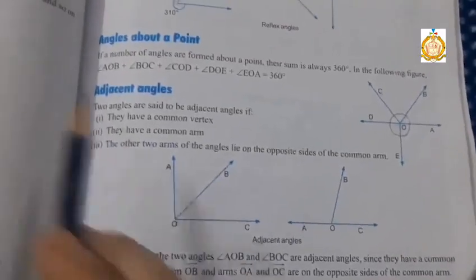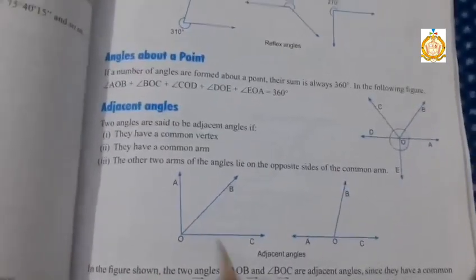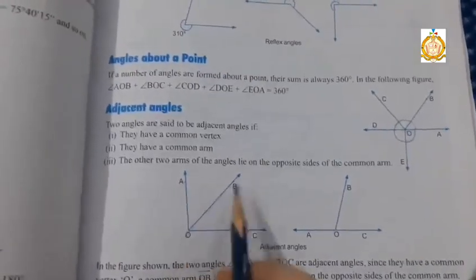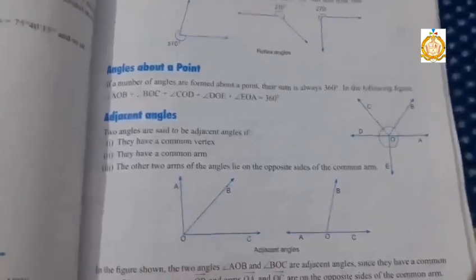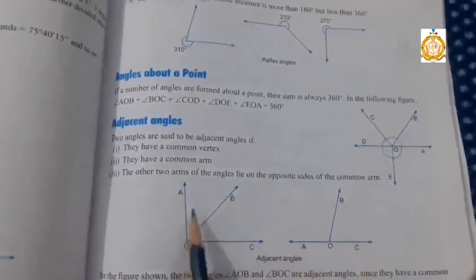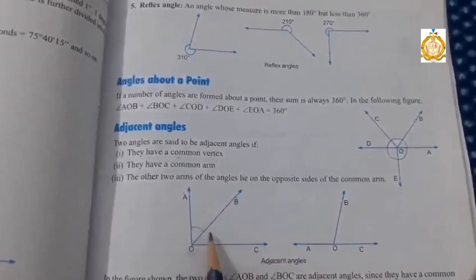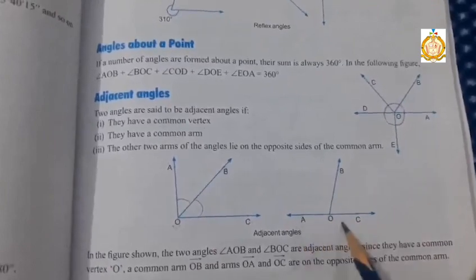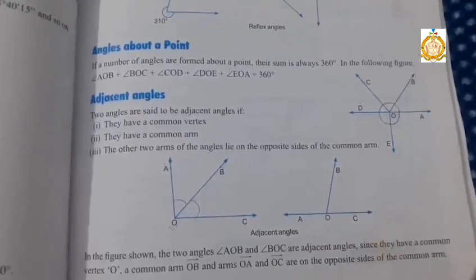Next one is adjacent angles. Adjacent angles are those in which two angles have a common vertex and a common arm. Here see, in these angles, angle AOB and BOC, these angles have a common vertex O and have a common arm OB. So these two angles AOB and angle BOC are called the adjacent angles. Similarly, in this figure, angle AOB and angle BOC are also adjacent angles.